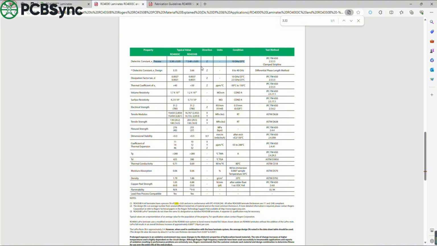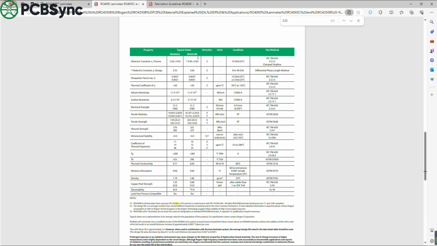The standard thickness RO4350B has a dielectric constant of 3.48 plus or minus 0.05. The test conditions are 10 GHz at 23 degrees Celsius using the clamped stripline method. For transmission line dimensions, electrical length, and impedance simulation, Rogers also provides a design dielectric constant of 3.66, tested at frequencies from 8 to 40 GHz. The differential phase length method is used.